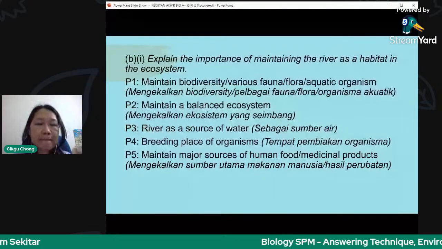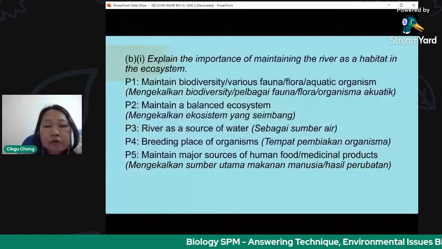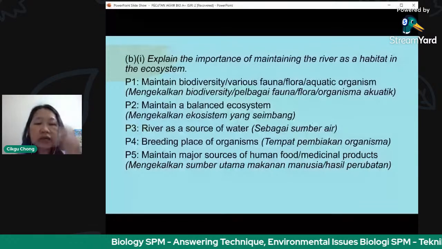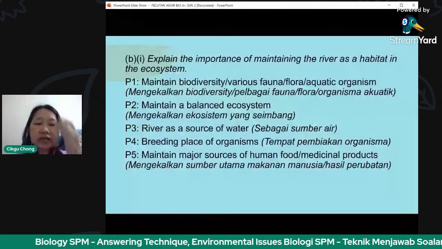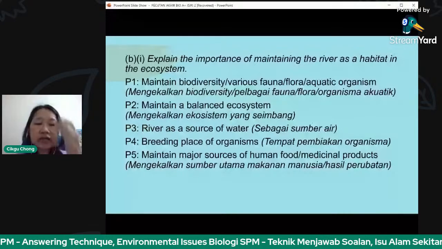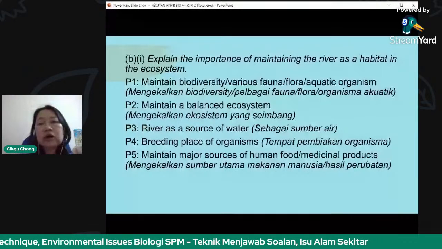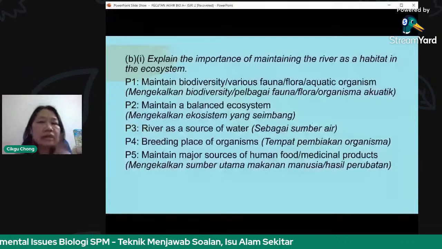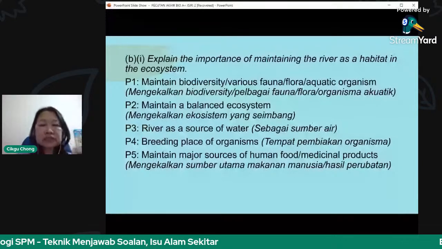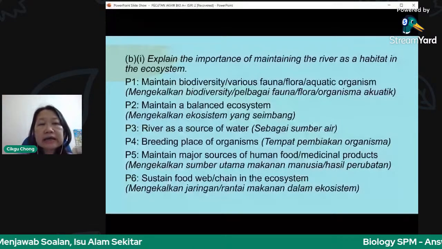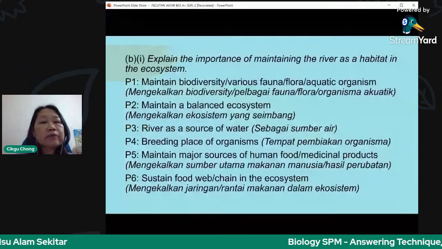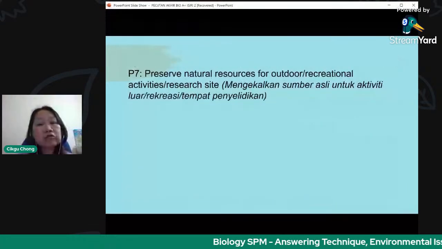Okay. Next, sustain food web or chain in the ecosystem. So when you have a healthy river, you have a healthy food chain. Okay, so you have this animal A eaten by B, B eaten by C, and so on. So it's a continuity of your food chain. Right. Next one, then you preserve natural resources for outdoor or recreational activities.